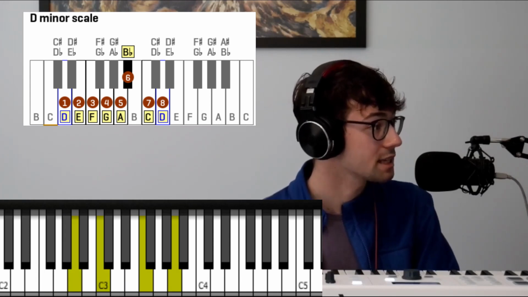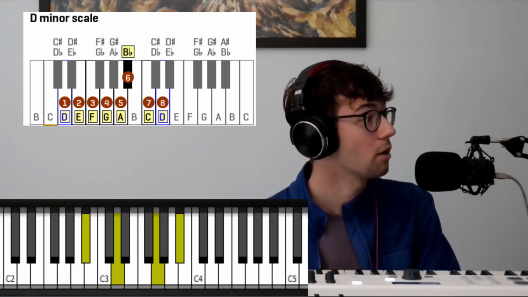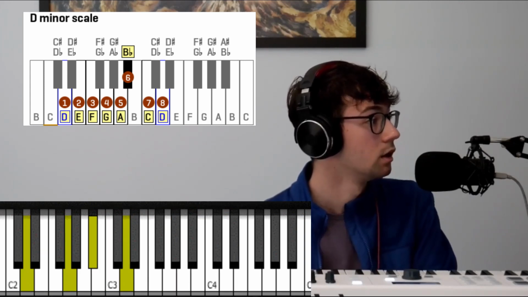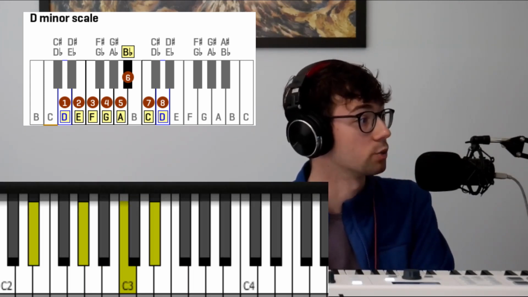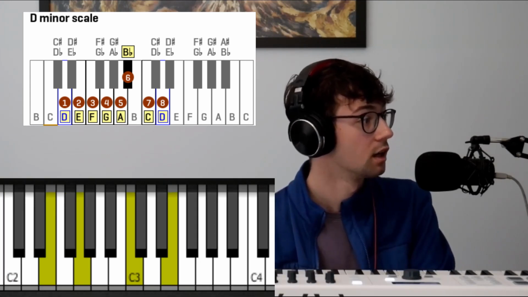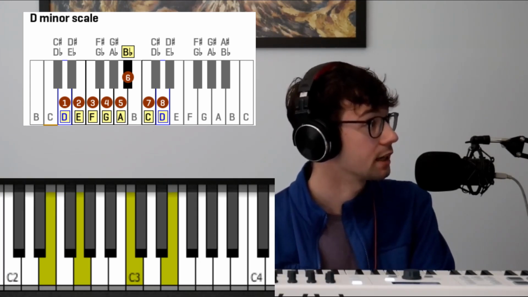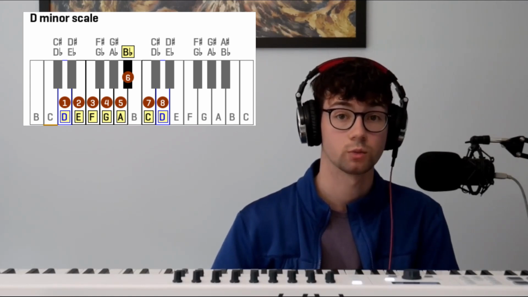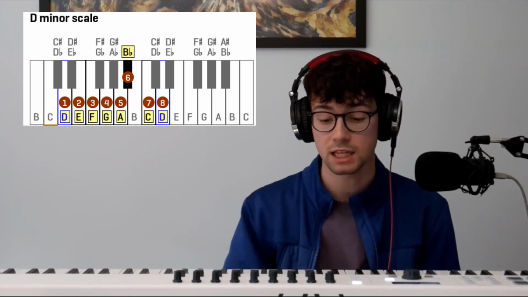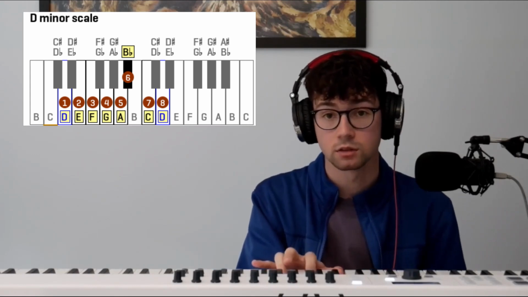F major there, which is in key. G minor, which is in key. G minor, which is in key. An augmented C minor chord, which is not in key. And then C major, which is in key. So we are resolving. We're resolving into D minor. C major is in D minor, absolutely.